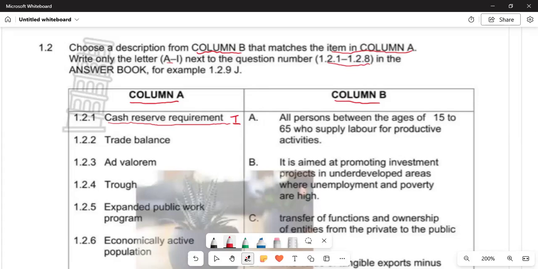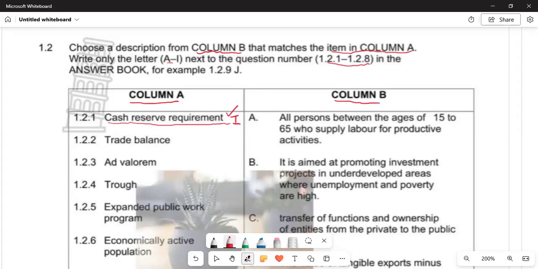So for example, we can say banks cannot lend all deposits. Some must stay with the central bank. So that is why it's called what? Cash reserve requirement. That is the minimum amount of money a commercial bank must keep with the central bank. So that is that. Hope we get on another.